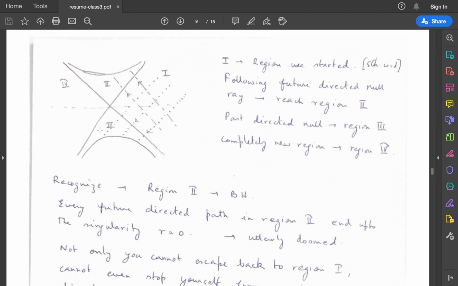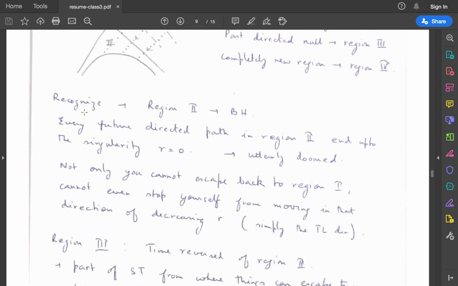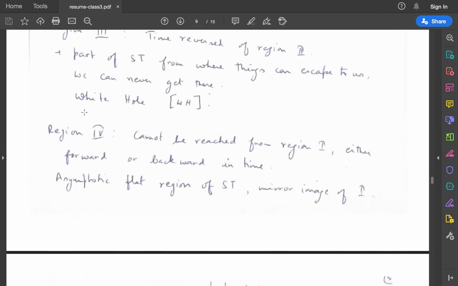I can also go, something can come up here and come back to region 1. But we cannot, even light cannot go into this region, because light has a slope of plus minus 1, so it can only go in this direction or in this direction. We cannot go into region 4. So there is no way to go to region 4.